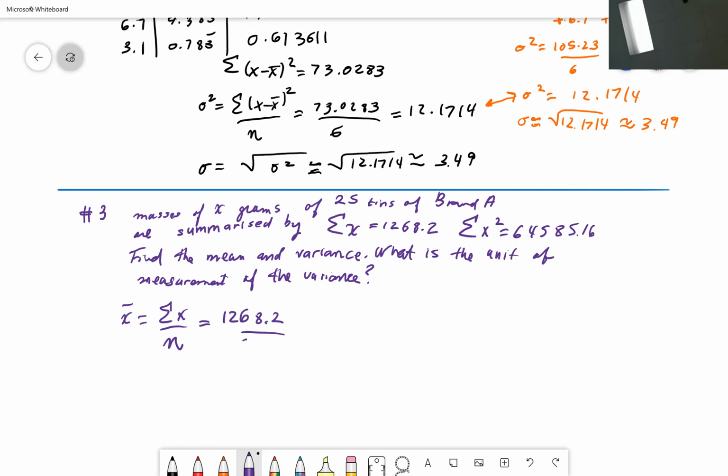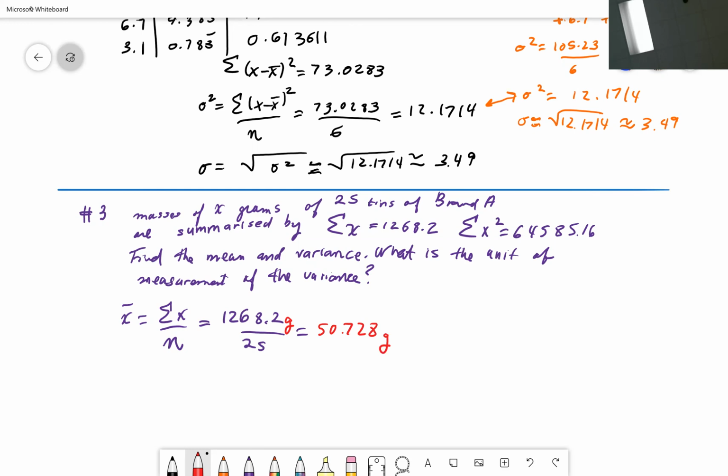So it's just going to be 1,268.2 divided by 25, and I'm going to go ahead and write that. Now I want you to understand that this is grams, okay? So the result you're going to get here is going to be grams. Whatever I write now is grams. So I get 50.728 grams. That's the mean.